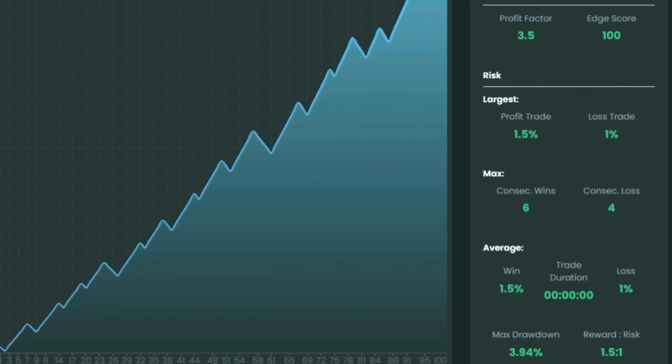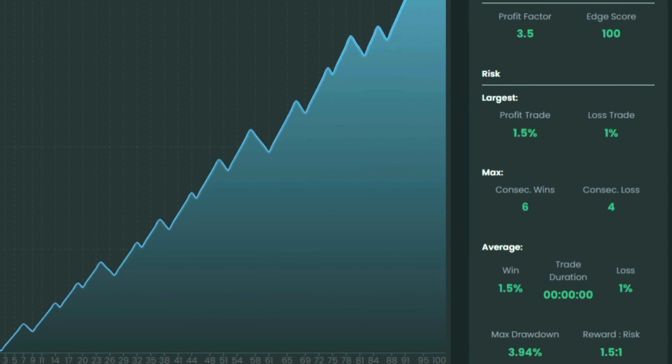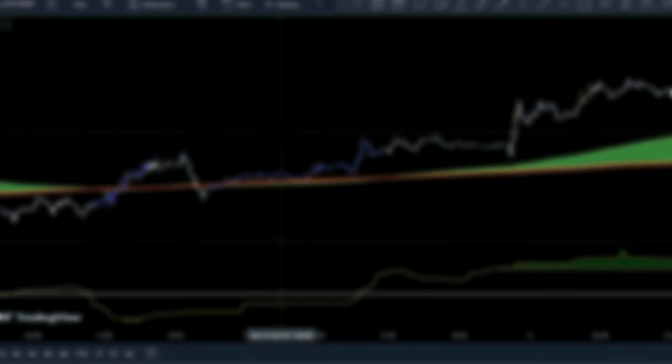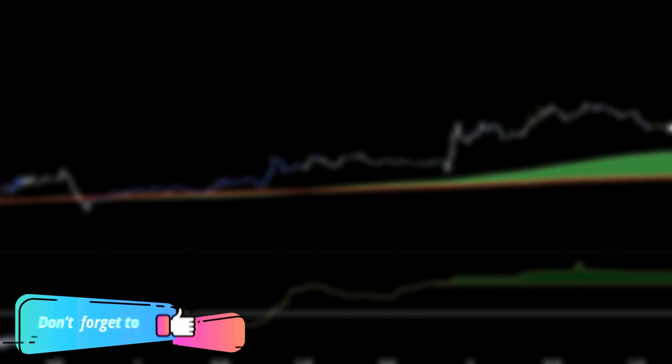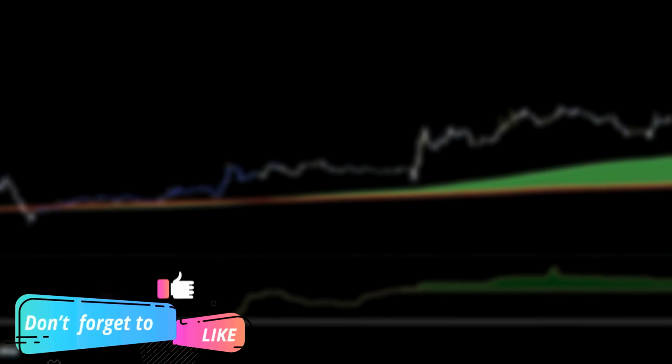Not too shabby, right? Now it's your turn to take the wheel and see how this strategy might work for you. With such promising results, there's plenty of potential to explore, possibly boost your own trading success. Give it a shot and see where it takes you.